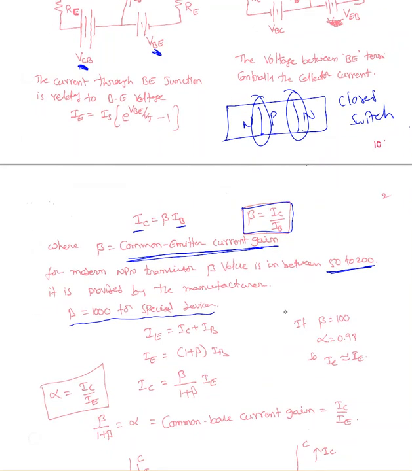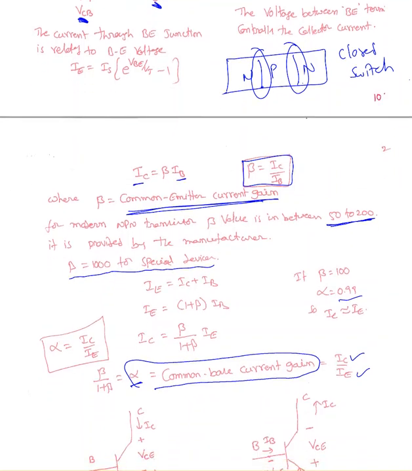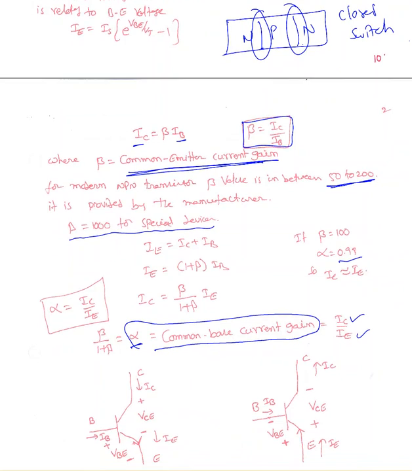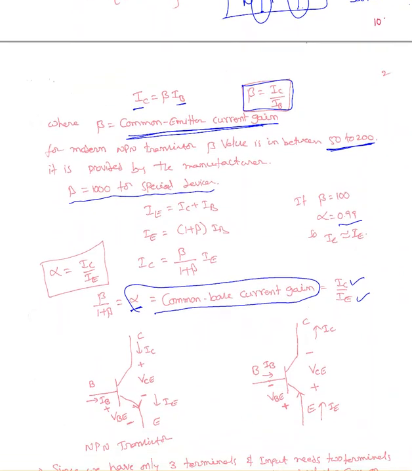Now the next term I'm going to define is alpha. Alpha is called the common base current gain. That gives a relation between IC and IE. As I mentioned, IC and IE are very close because IB is very small. So the alpha value is approximately equal to 1. Here alpha will end up at 0.99 if I take the beta value as 100.